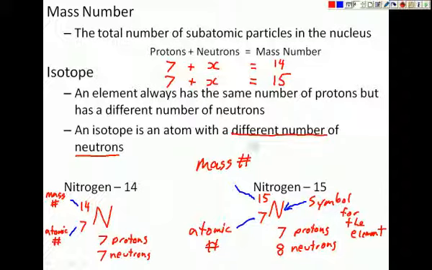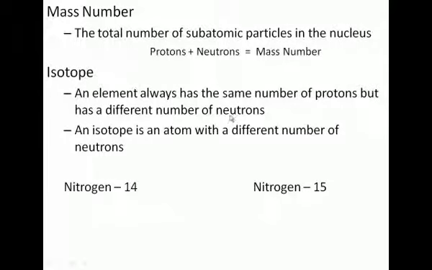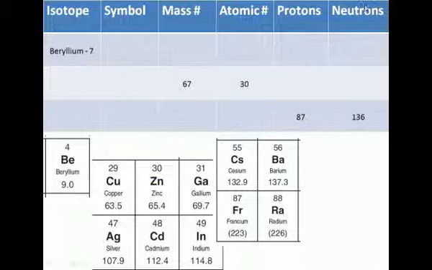Let's get some practice looking at mass numbers and different types of isotopes. So here's a table right here. We have isotope, symbol, mass number, atomic number, protons, and neutrons. So the first one that we have is beryllium 7. I've taken a piece of the periodic table and placed it below here. You can put the video on pause at this point and see if you can fill in this table with the information provided.